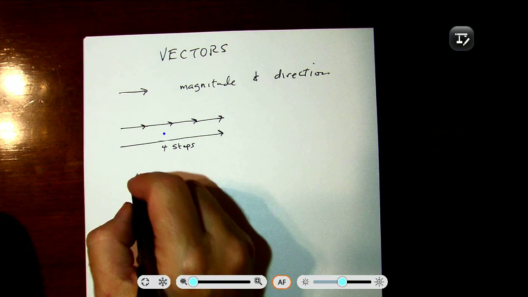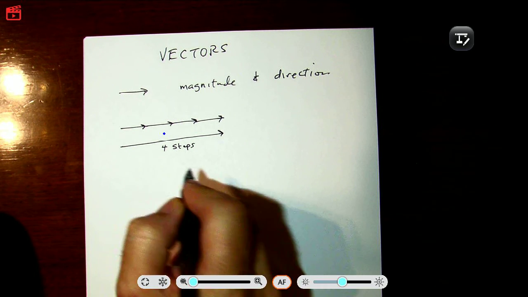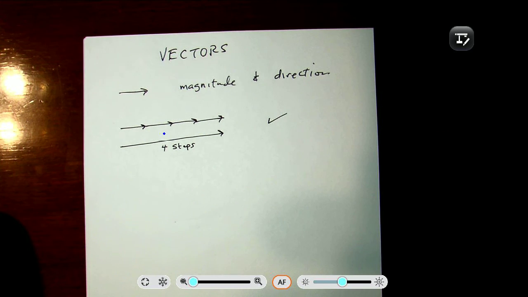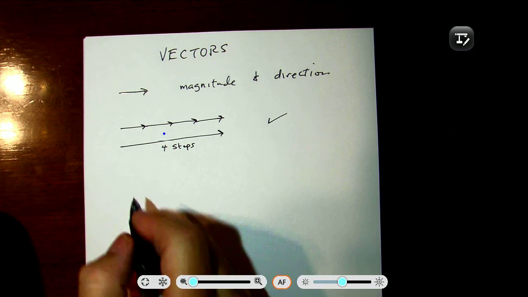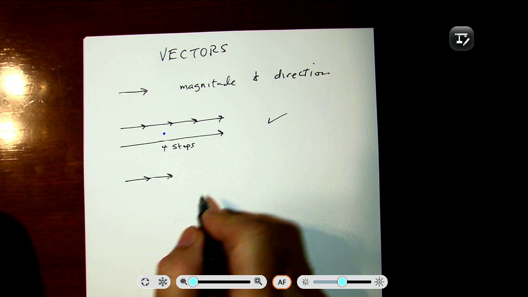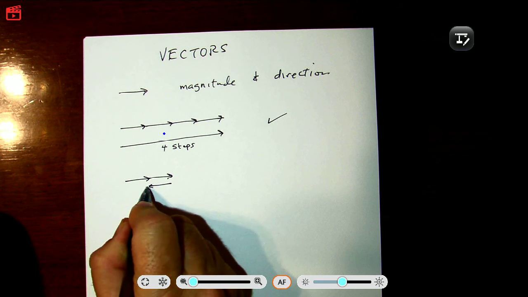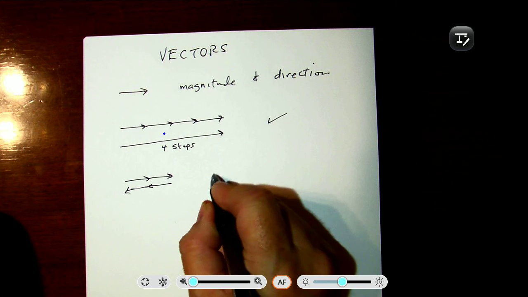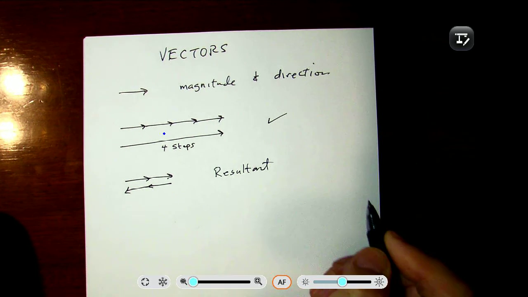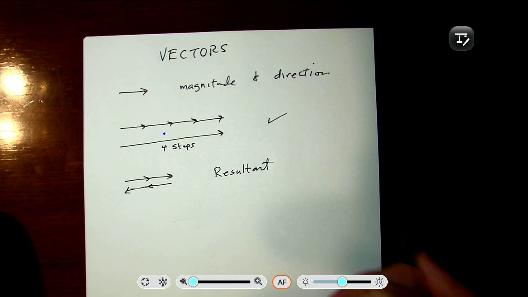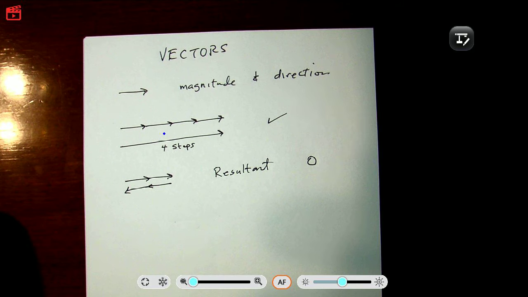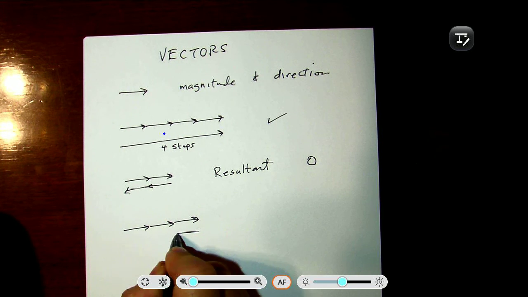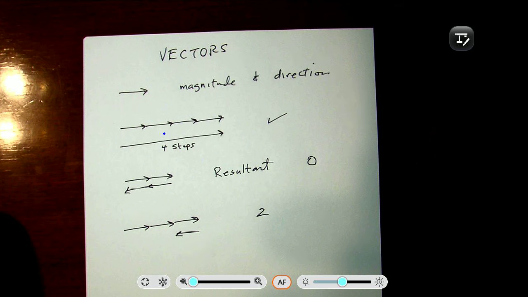For example, the question might be, how far are you away from where you started after taking 4 steps? If we look at this one, we would be 4 steps away from where we began. However, I could also take 2 steps to the right and back 2 steps to the left for a total of 4 steps, but I'm back where I started. So in essence, the resultant, or another way of saying it, how far away from where I began, would be 0 for 2 steps right, 2 steps left. Now, if we were to take 3 steps right and 1 step back, the resultant would be 2 steps away from where we started.